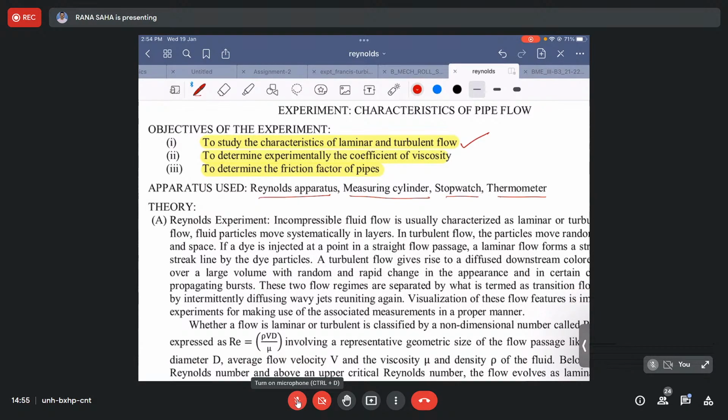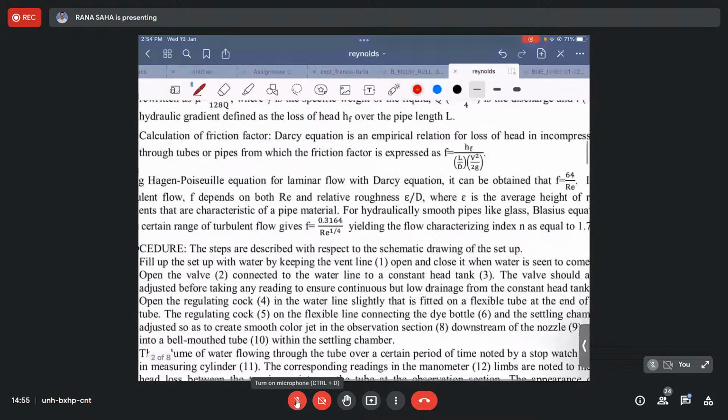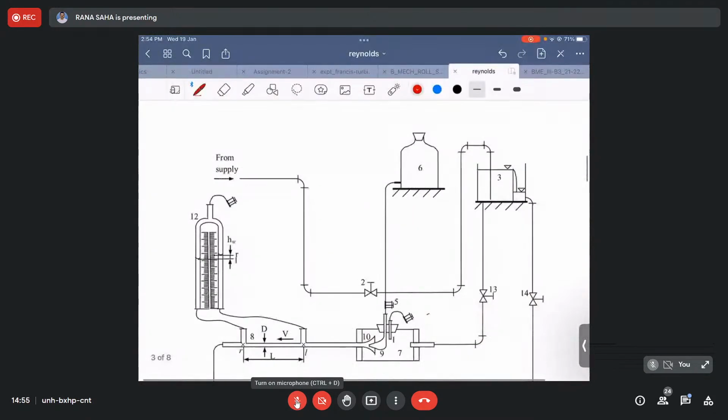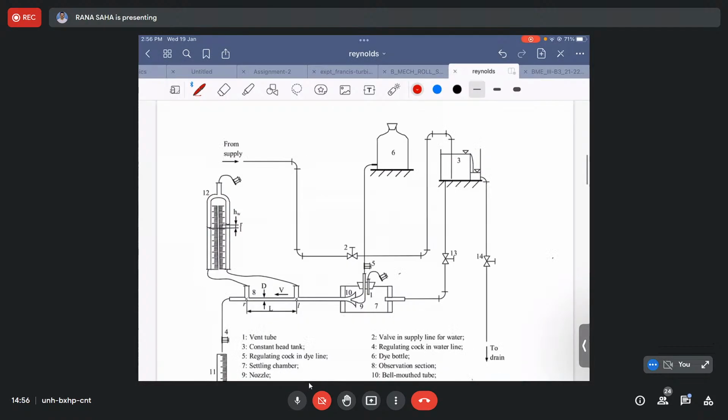So these are the different apparatus for the experiment, and let us move on to the schematic diagram through which we can try to understand. I am not going into the video that is already there. I leave it to you to go through it if you have not seen it already.